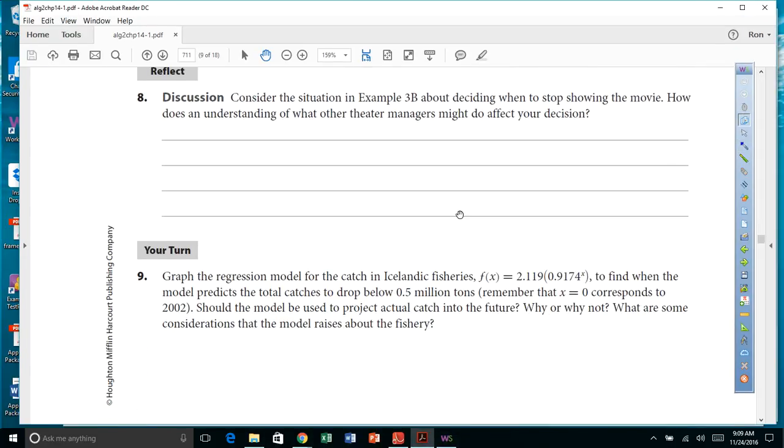Consider the situation in example 3B about deciding when to stop showing the movie. How does an understanding of what other theater managers might do affect your decision?